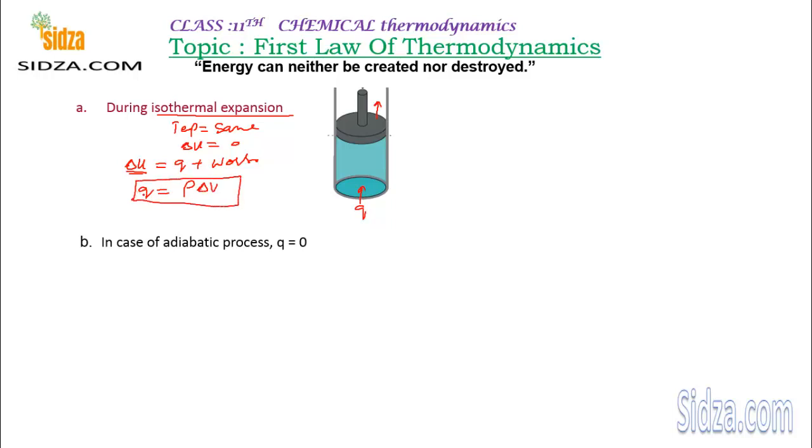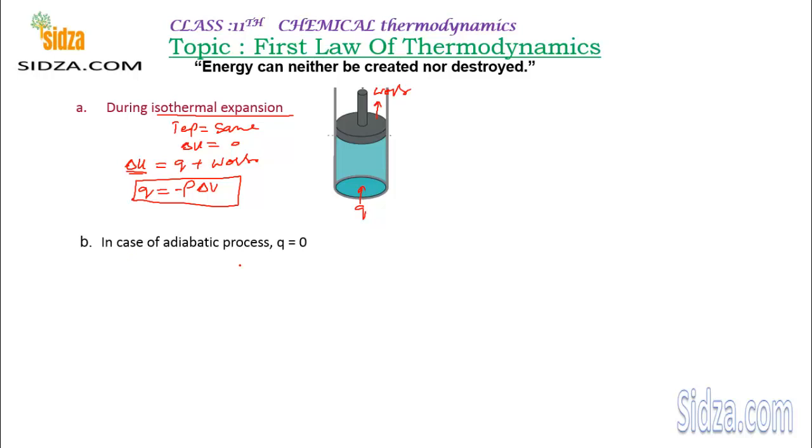That means all the heat given to the system under isothermal conditions will be converted into work. You can convert all the heat into work if the system moves under isothermal conditions. This is the maximum work that you can get. But this is not practically possible, and this is one of the drawbacks of the first law of thermodynamics.